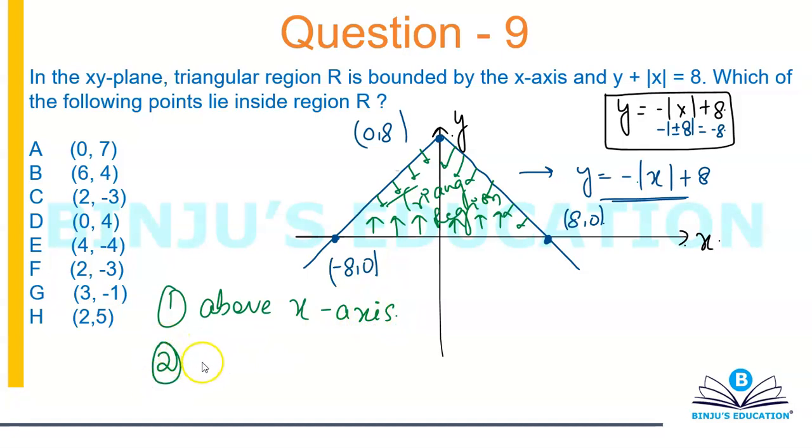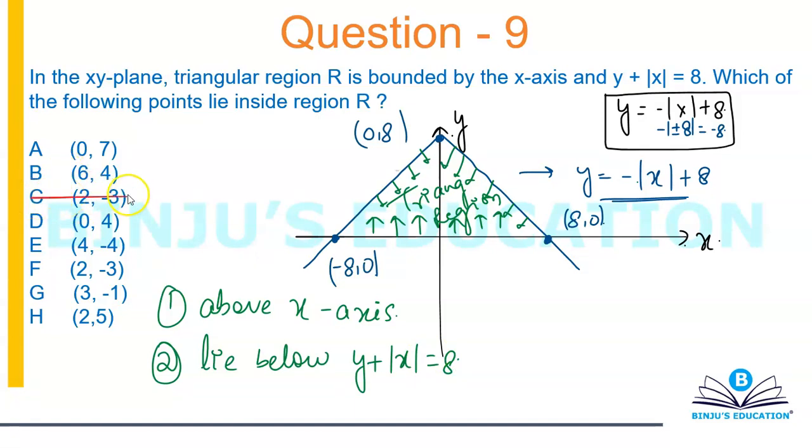Second, the point should lie below y plus mod x is equal to 8. Now if a point lies above the x-axis, can I say the point's y coordinate should always be positive? Yes or no?